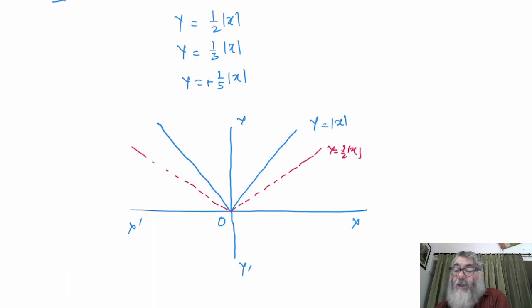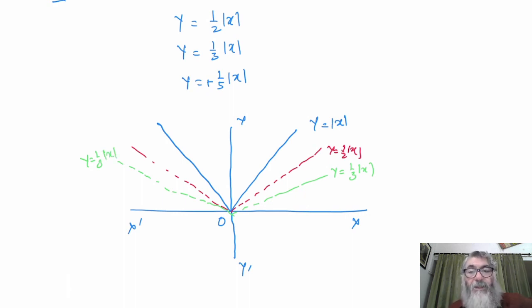Suppose I do 1 by 3. If I do 1 by 3, it will be expanded further. y is equal to 1 by 3 modulus x. So that is how the expansion takes place. So these are some of the important transformations of the modulus, and that shall finish our work, because we have done almost the requirement for class 11th. Thank you.